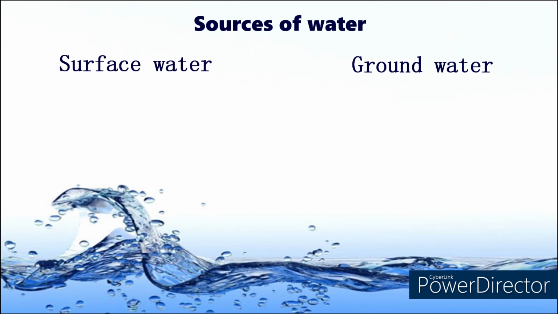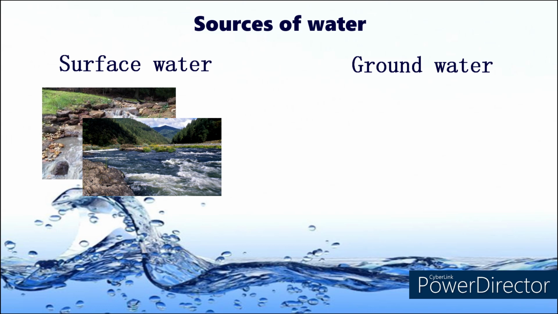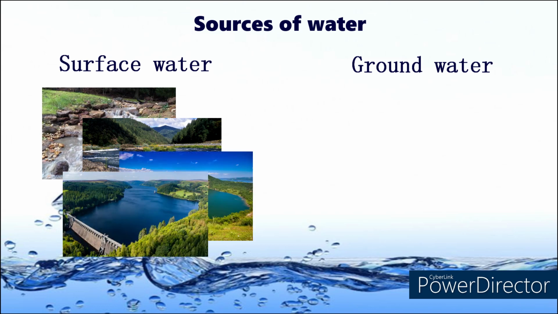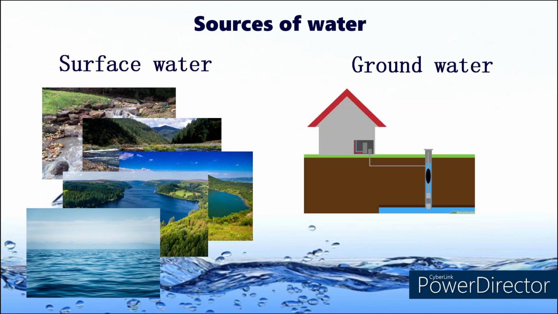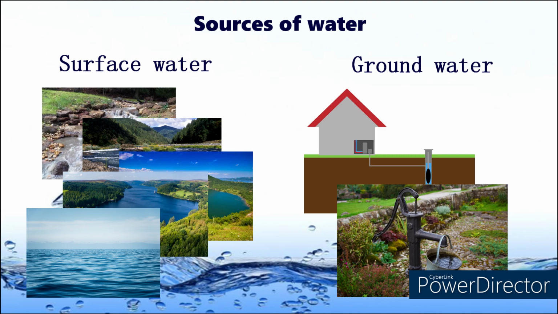Surface water is water that we can collect from the ground or in a stream, river, lake, reservoir, or ocean. Groundwater is water that can be obtained by drilling wells, located below the ground surface in pores and spaces in the rock.